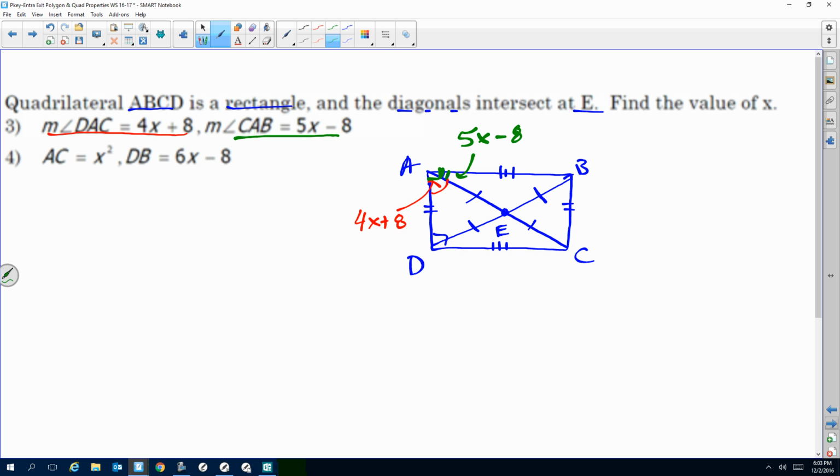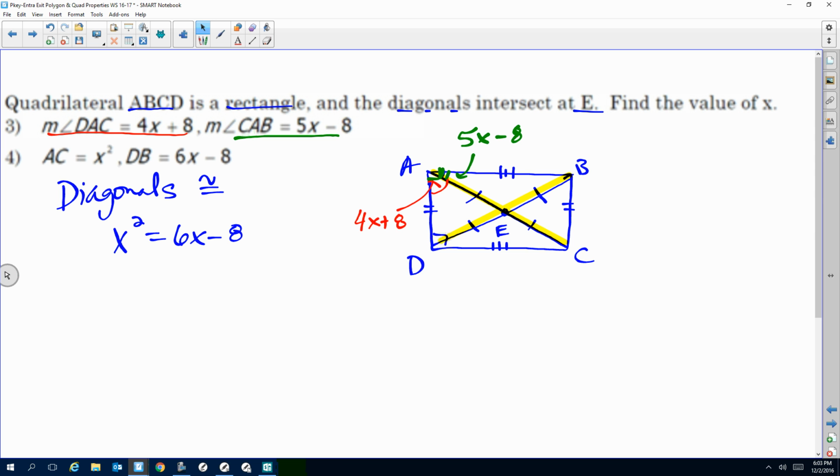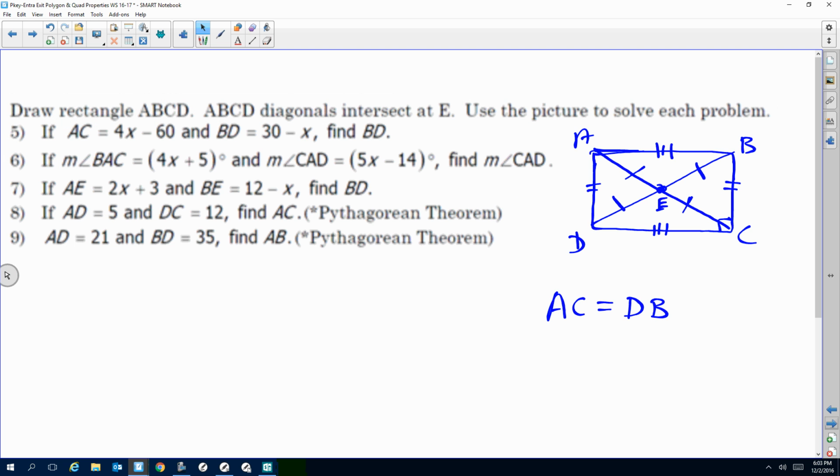Now for AC and DB, I'm just going to highlight those parts just in case. AC, DB, those are the diagonals, and the diagonals are congruent for a rectangle. Just sort of doing a side note, diagonals congruent. So x squared is going to equal 6x minus 8. Again, this is a quadratic that I know you have mastered.